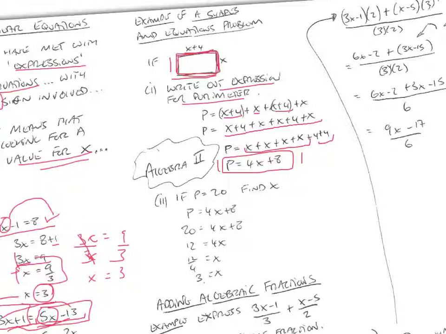Now, they might say, if p is 20, find the value of x. In that case, 20 is equal to 4x plus 8. So 4x is equal to 20 minus 8, which is 12. x must be equal to 12 over 4. x is equal to 3.